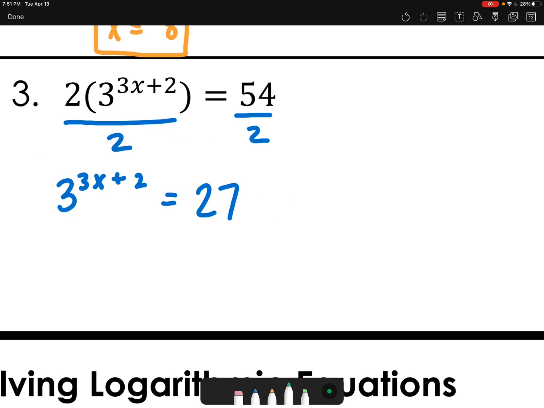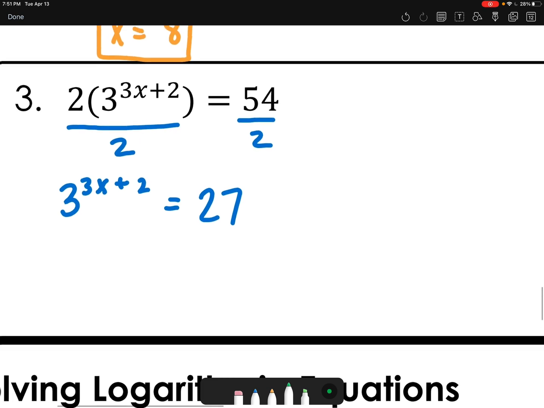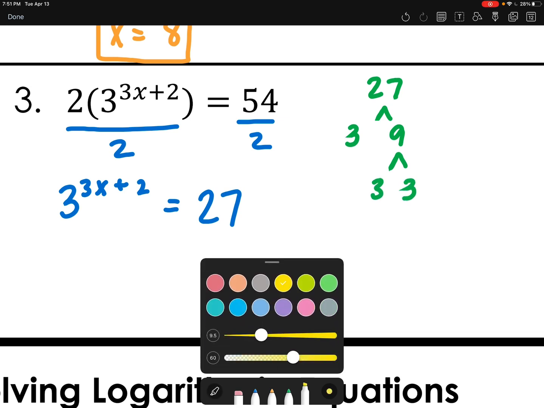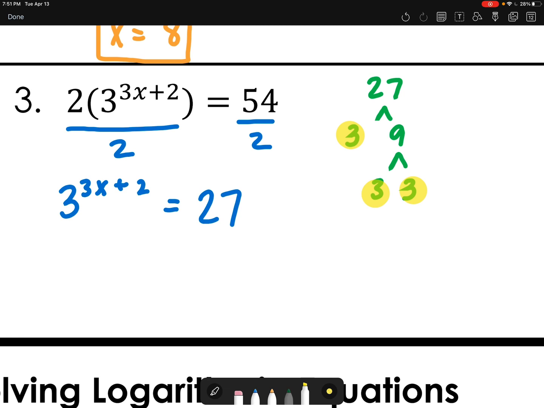So I'm going to rewrite 27 with a base of 3. What I like to do is break 27 down. The two factors that I think of are 3 and 9, and then I'm going to break down 9 again to 3 and 3. Well, here I see that I have 3 3's. So 27 can be rewritten as 3 to the 3rd, because I have 3 3's here. And so now I can write this as 3 to the 3x plus 2 equals 3 to the 3rd.